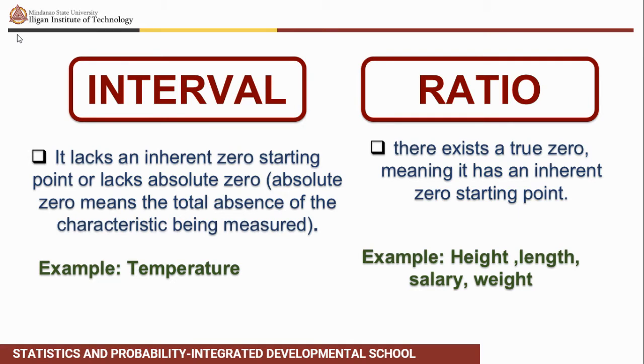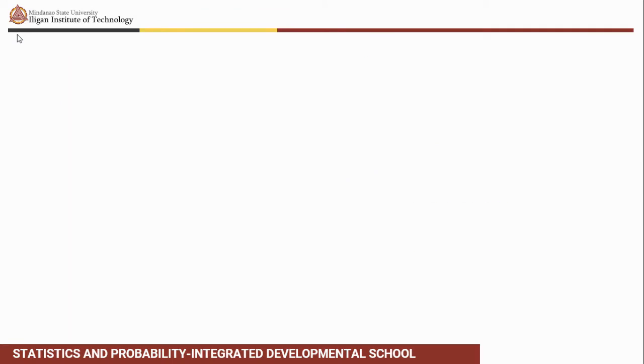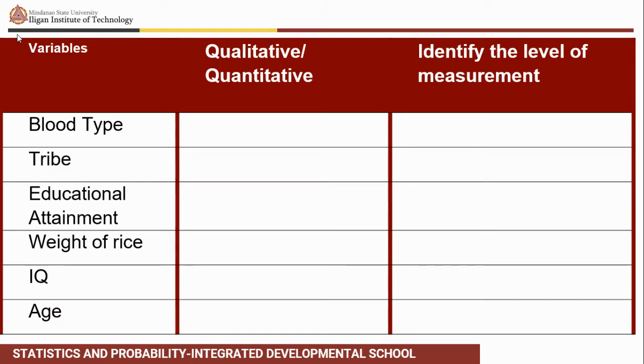When we say absolute zero, it means walang wala talaga, as in zero, zero talaga. So height, if I say 0 centimeter, it only means that it doesn't exist. Means walang wala. Now let's try to answer this and identify if it is qualitative or quantitative and identify the level of measurement.